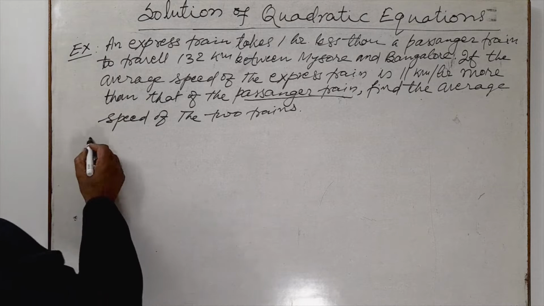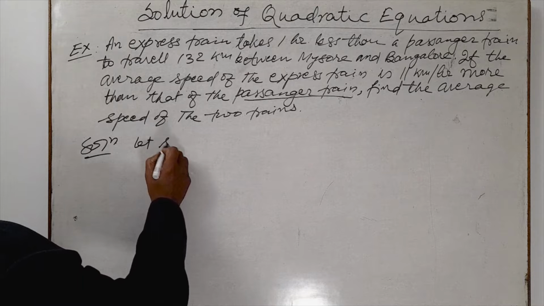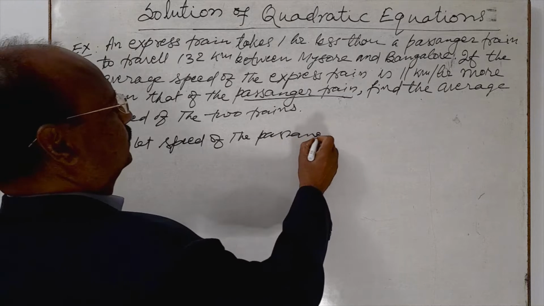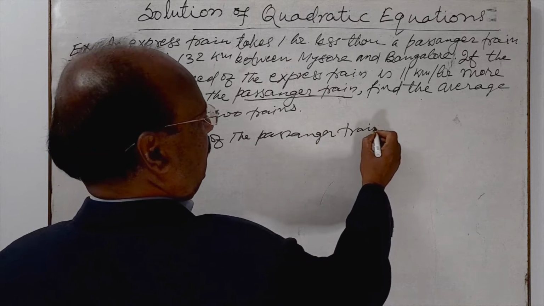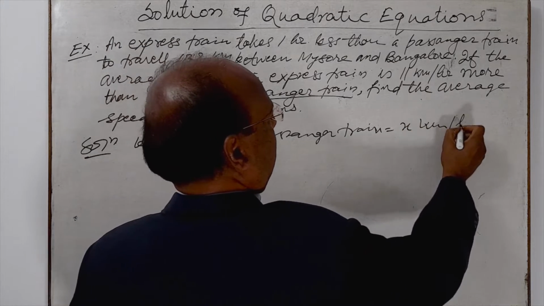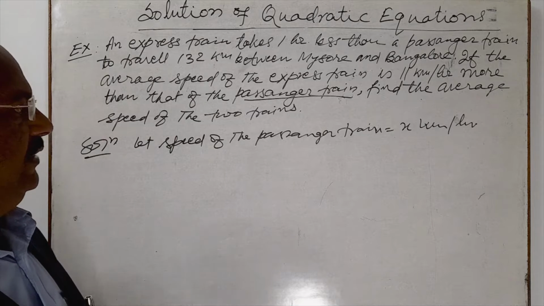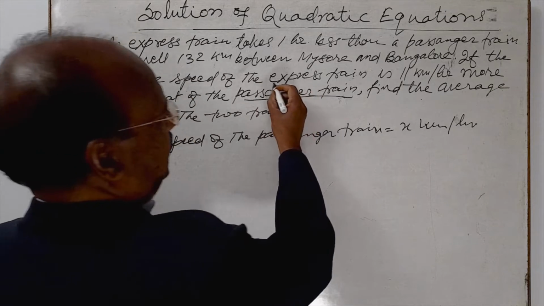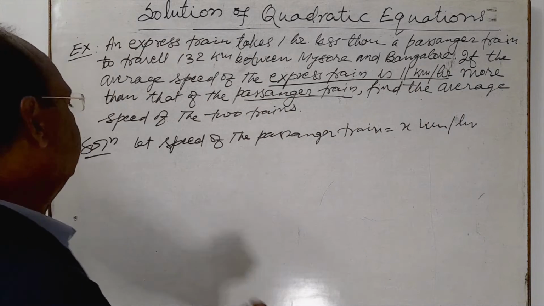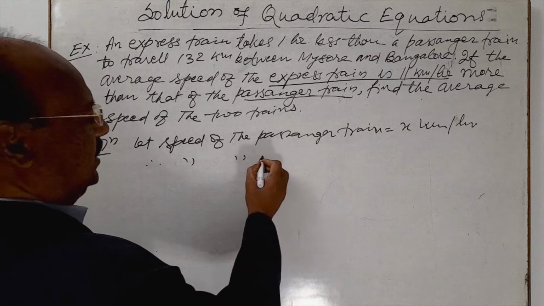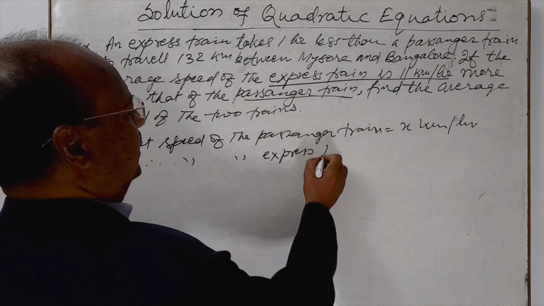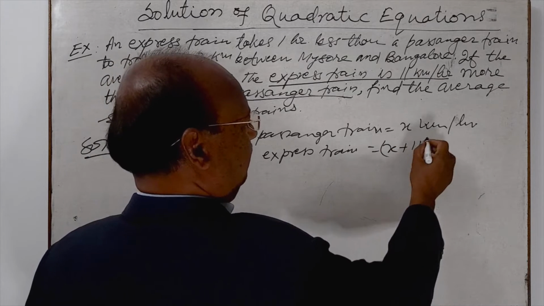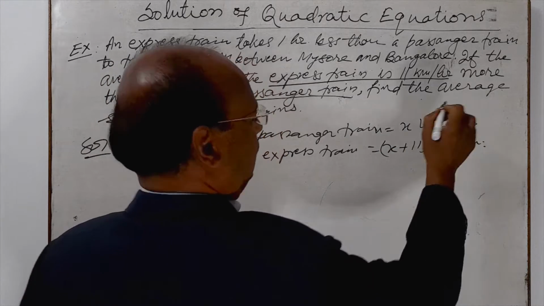So here, first of all, let us suppose that speed of the passenger train is equal to x kilometer per hour. Why we have taken this? Because with the help of this statement, average speed of the express train is 11 kilometer per hour more. We can write here that therefore speed of the express train is how much? 11 kilometer more per hour. So x plus 11 kilometer per hour.